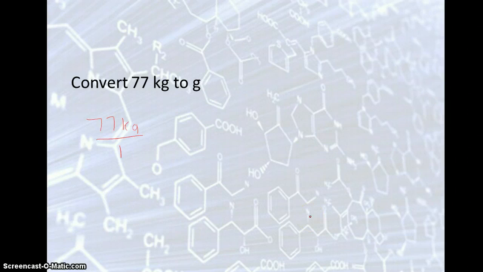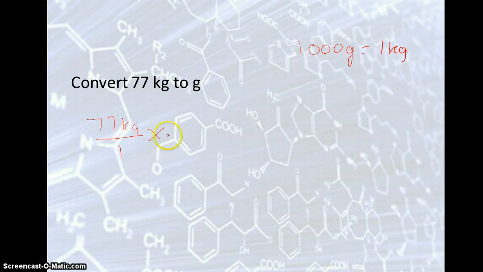Alright, let's convert 77 kilograms to grams. What I'm going to do is put 77 over 1. Then I'm going to look at my conversion sheet and see what relates kilograms to grams. So I'm going to write down the conversions up here. I know there's 1,000 grams in 1 kilogram, and I'm going to multiply by a conversion factor.